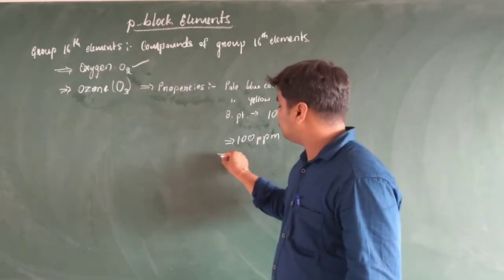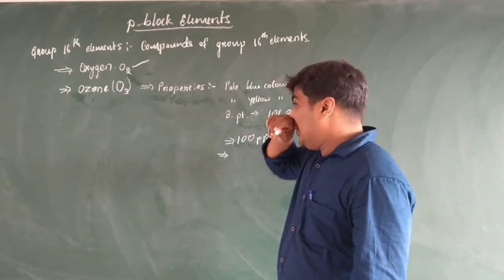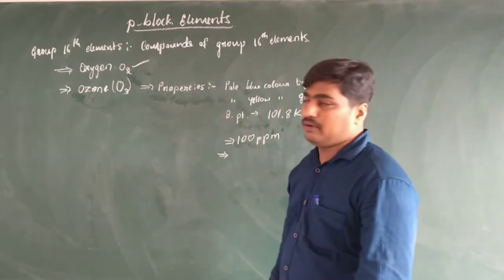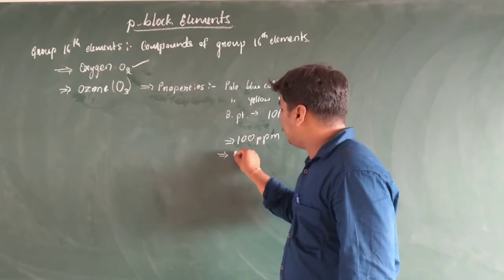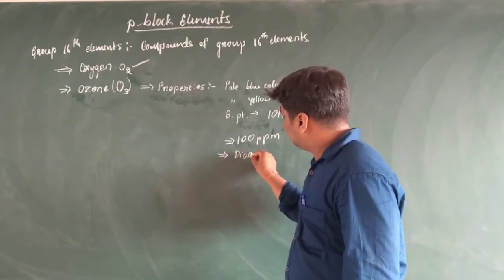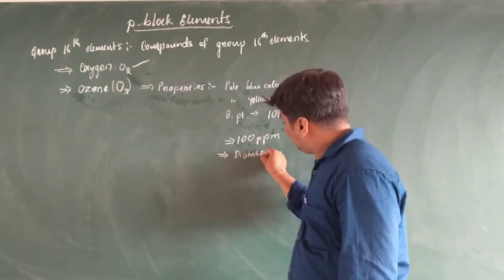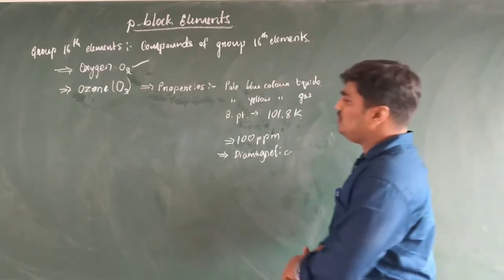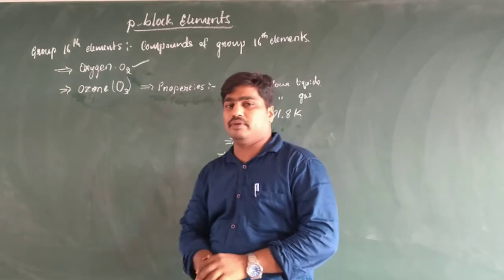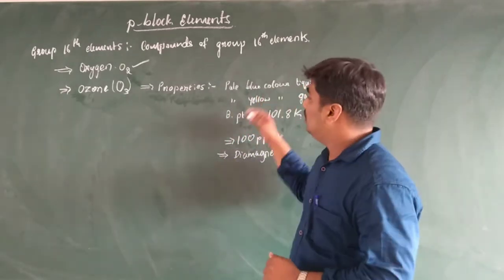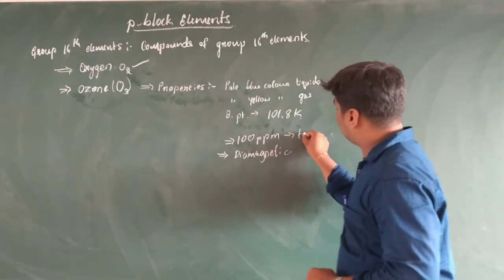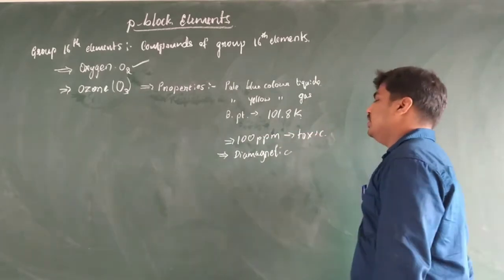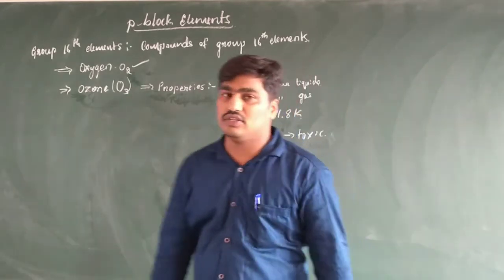Next, the magnetic property. Under the magnetic property, it is a diamagnetic molecule. So these are the physical properties. Next, it is toxic. More than 100 parts per million is toxic.